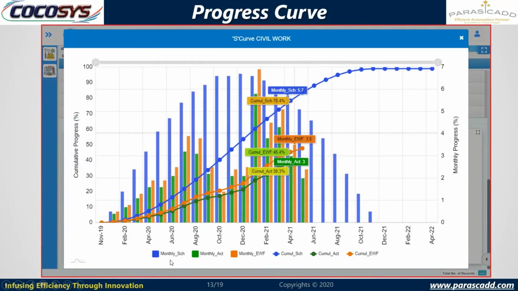You can see the monthly schedule is shown in blue color, the monthly actual is shown in green color, and the monthly effective work front in orange color. The blue line is for cumulative schedule, the green line is for cumulative actual, and the orange line is for cumulative effective work front. So you can easily identify the difference in this progress chart.